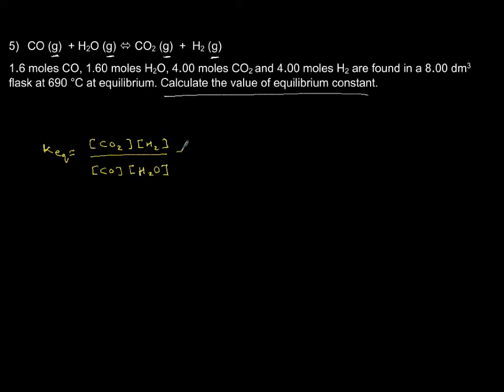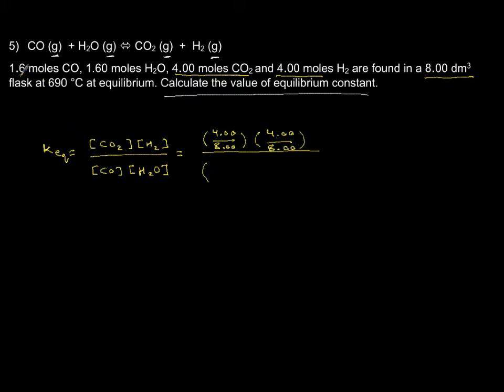We only have to respect concentration, which is moles over volume. So CO2 is 4 moles and the container is 8 decimeter cube. So I do 4 divided by 8. Now hydrogen. Hydrogen is also 4 moles in the same container, so it's also 4 divided by 8.